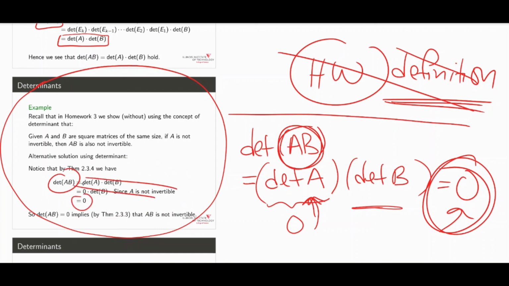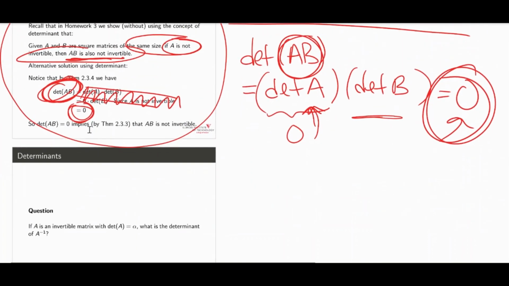If you get rid of all this detail, you see that under this hypothesis, the determinant of AB is 0. So that means AB is not invertible. AB is not invertible if A is not invertible, okay? All right, so this is using very powerful tools to help us do that.